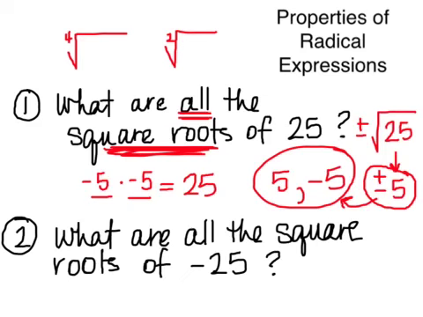Now, if the radical sign is already there, you don't write the plus or minus, and I'll talk about that in a minute. So what are all the square roots of negative 25? Well, if we put a square root on negative 25, that's fine. Just make sure you put the plus or minus with it. So don't ever put a radical sign on something yourself without putting the plus or minus in front.